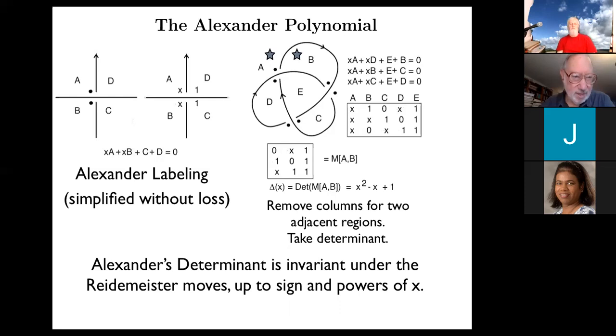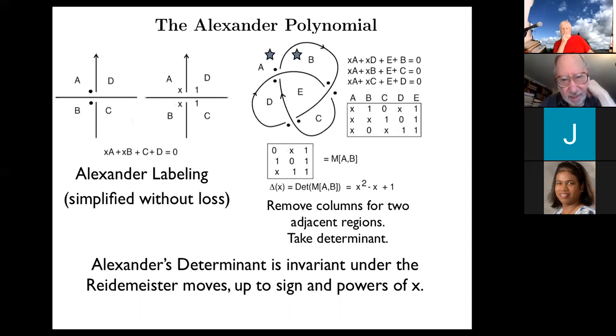So what that means is that there is a module generated by the labels for the regions. And there is an equation, xA plus xB plus C plus D equals 0, for each crossing. And we will write the matrix of that system of equations. I won't dwell on the module. I'm just going to talk about the matrix. So there's the matrix over there on the right. As you see, you just read it. You look at the crossing on the upper left, and you see an x at A, an x at D, a 1 at B, and a 1 at E. You read it off in that way.